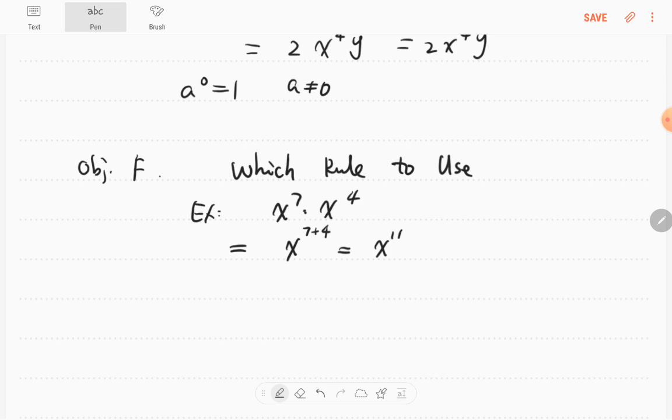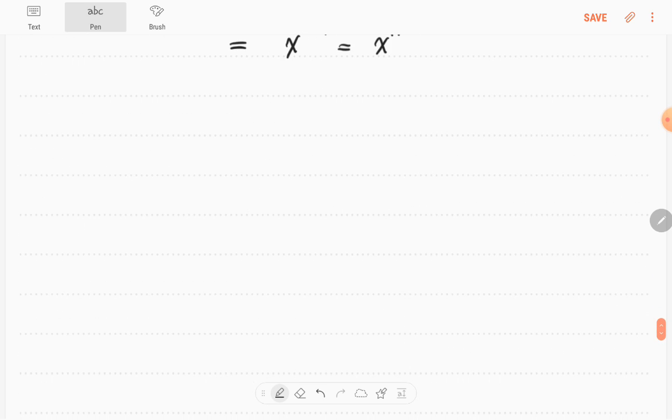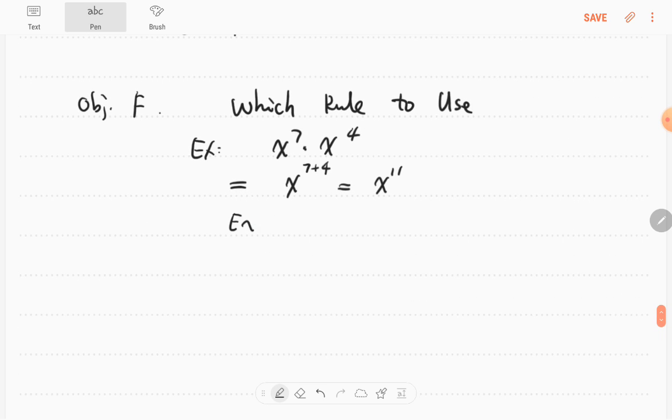So first, it's a multiplication, right? And with the same base. Now we could keep the base. Then we only need to add up to find the sum of two exponents. For example, we have this term. So first, we could write it this way.